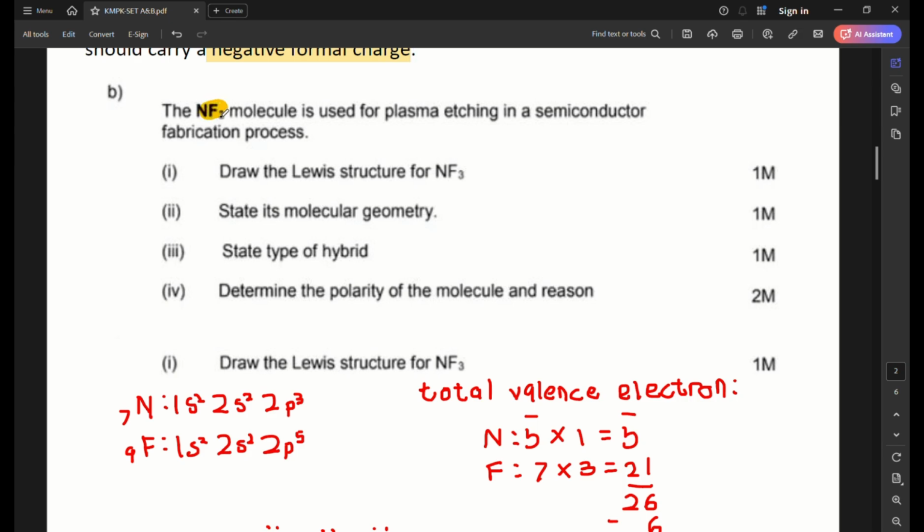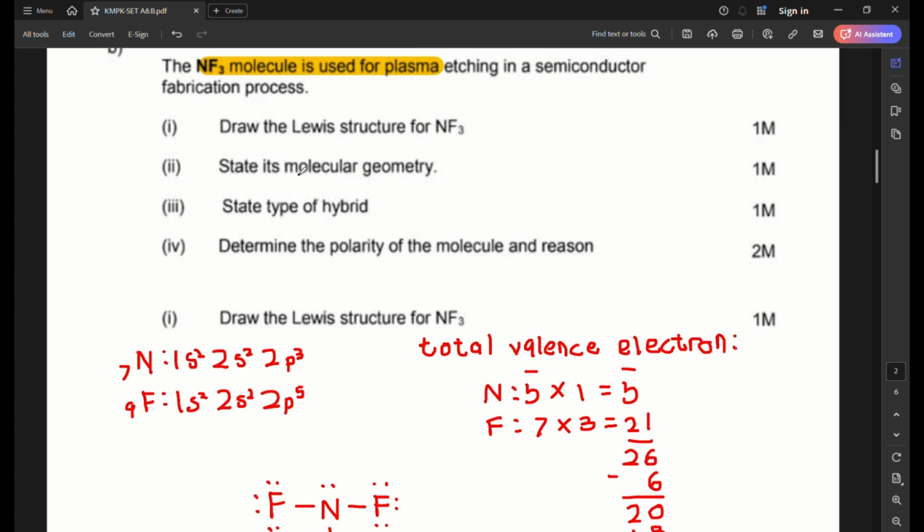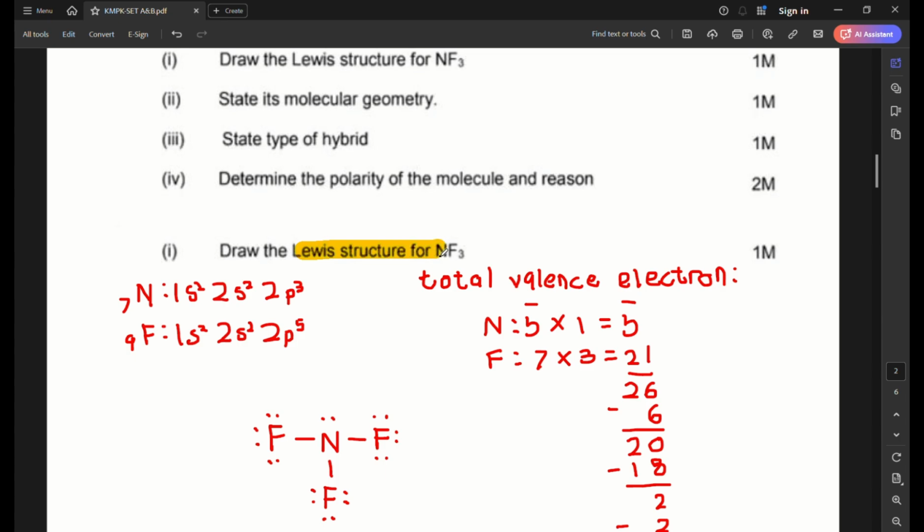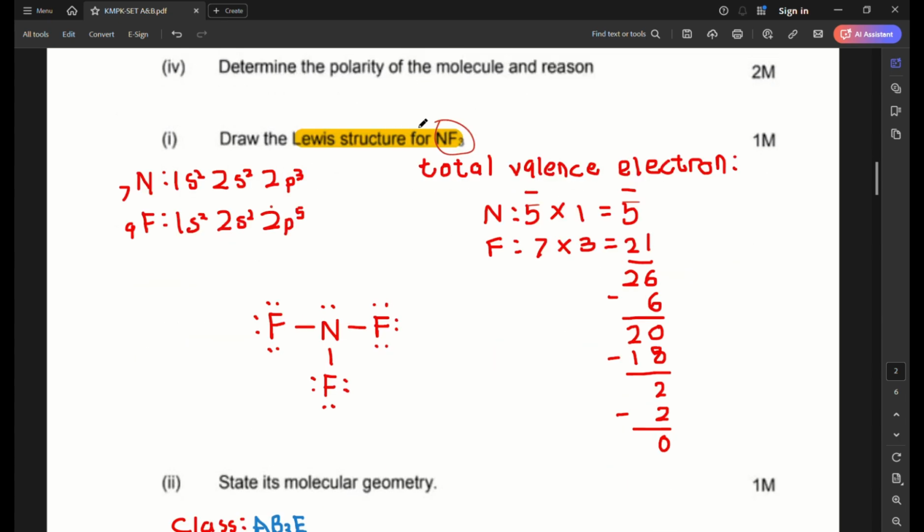NF3 is used for etching in a semiconductor fabrication process. B1 is draw the Lewis structure of NF3. As I said earlier, in order to determine the Lewis structure, you first calculate the total valence electrons. Nitrogen has 5 valence electrons and there is 1 here, so 5 times 1 is 5. And fluorine has 7 valence electrons, and from the molecule we know it has 3, so 7 times 3 is 21. So 5 plus 21 is 26.